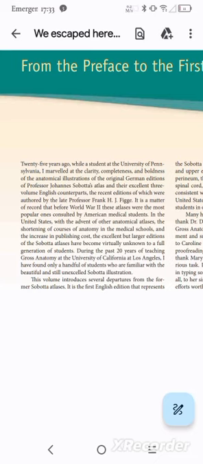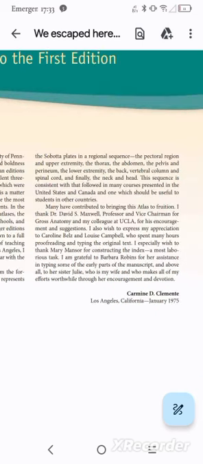Preface. From the preface to the first edition. 25 years ago, while a student at the University of Pennsylvania, I marveled at the clarity, completeness, and boldness of the anatomical illustration of the original German edition of Professor Johannes Sobotta's Atlas and their excellent 3-volume English counterpart, the recent editions of which were authored by the late Professor Frank H. J. Figge. It is a matter of record that before World War II, these atlases were the most popular ones consulted by American medical students in the United States.